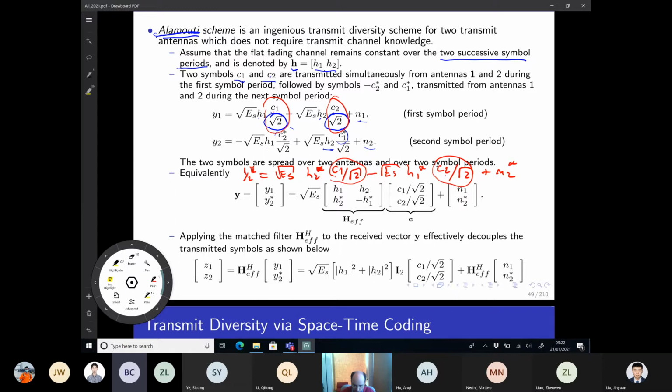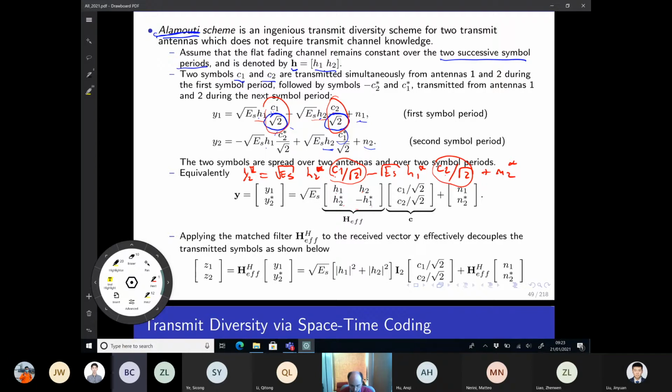At the first time instant, C1 and C2 will be multiplied by H1 and H2. That's why I have H1 and H2. At the second time instant, after the conjugation, C1 is multiplied by H2 conjugate, so I have H2 conjugate, and C2 is multiplied by minus H1 conjugate. Good. Now I have an effective 2-by-2 system.